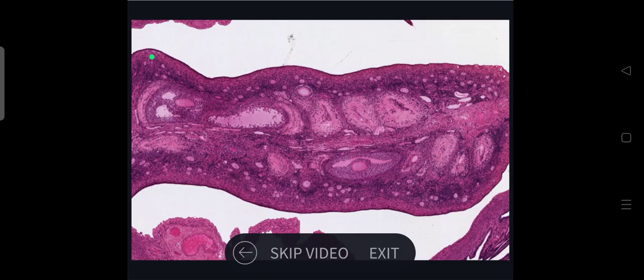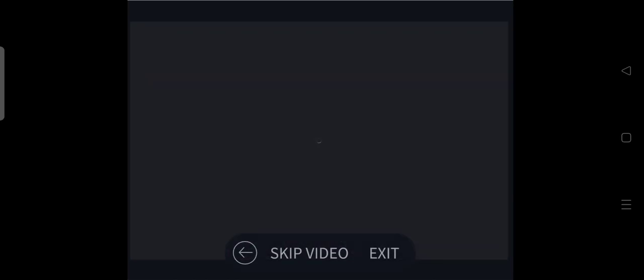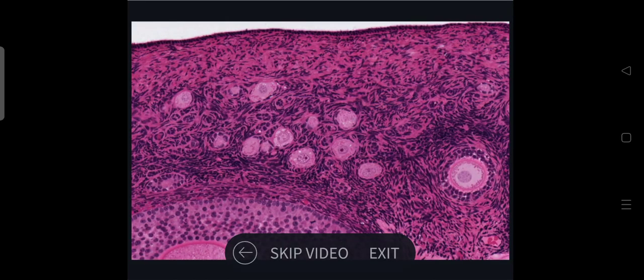The ovary is ovoid in shape and has a smooth external contour, except at the hilum where blood vessels enter, but the hilum is not visible in this section. Microscopically, a mesothelial layer of columnar or cuboidal cells covers the surface of the ovary. This is incorrectly termed a germinal epithelium.